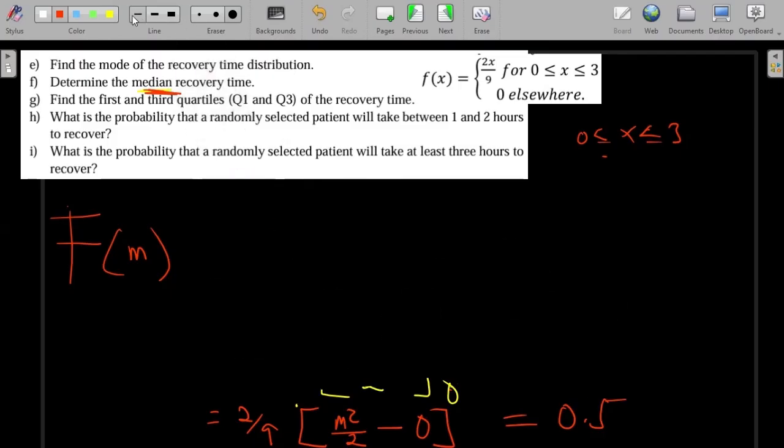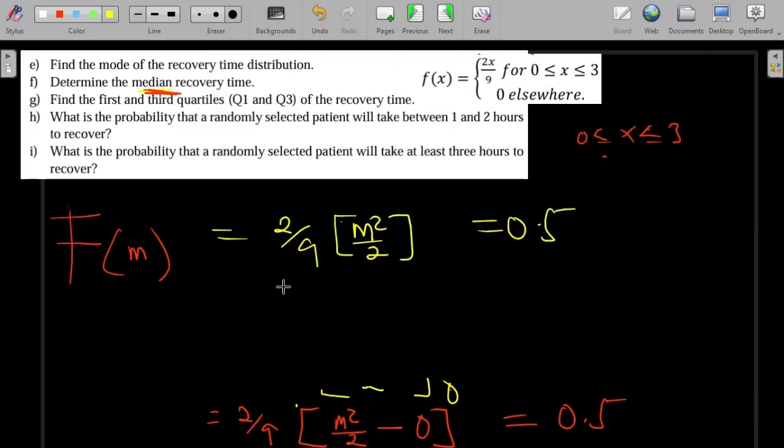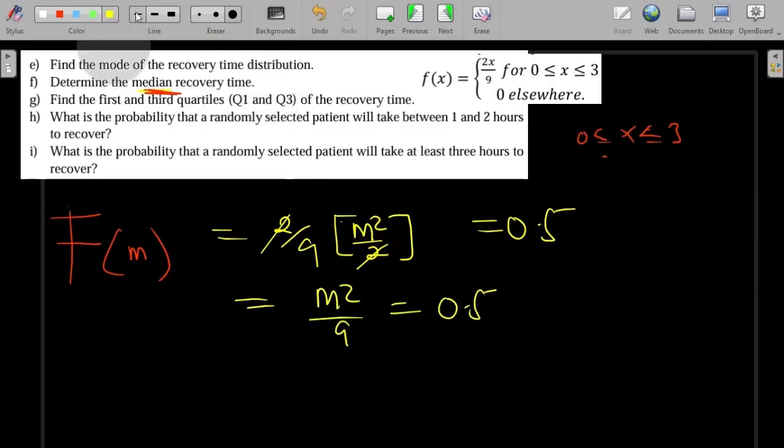When we try to solve for m, what are we going to get? 2 over 9, and then I have m squared over 2. This is equal to 0.5. So the 2s cancel. I have m squared over 9 is equal to 0.5. So cross multiply, what do we get? We get m squared is equal to 0.5 multiplied by 9. I'm going to get 4.5.